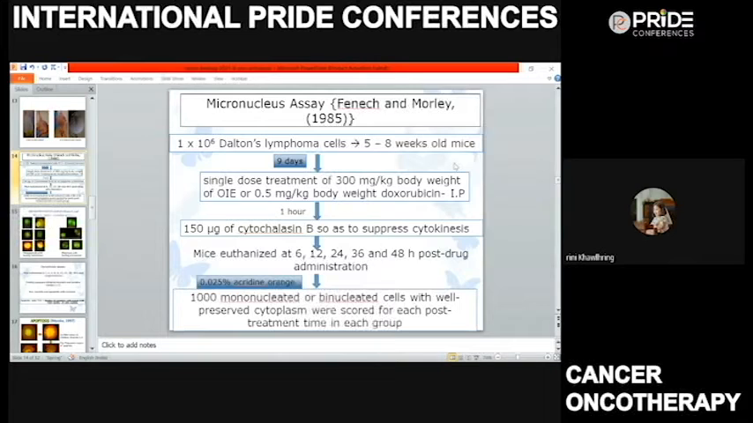And after 1 hour of giving treatment, 150 microgram of cytochalasin B was also given so that it will suppress cytokinesis. And the mice were euthanized at 6, 12, 24, 36, and 48 hours post-drug administration. After that, the cells were taken out and stained with 0.025% acridine orange, and the number of mononucleated or binucleated cells which bear micronucleus were counted.